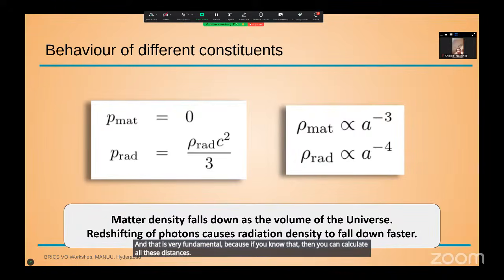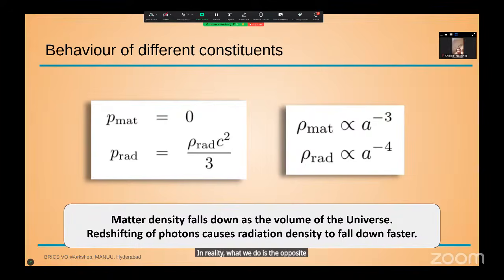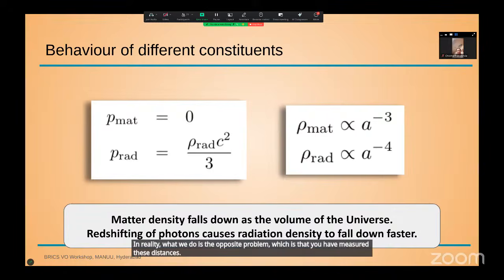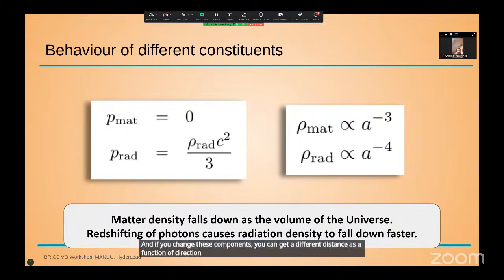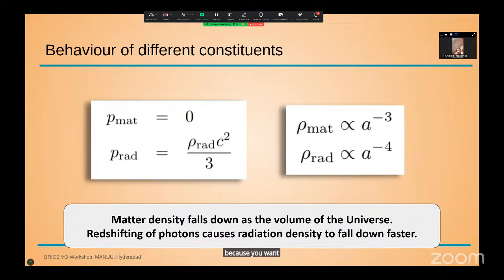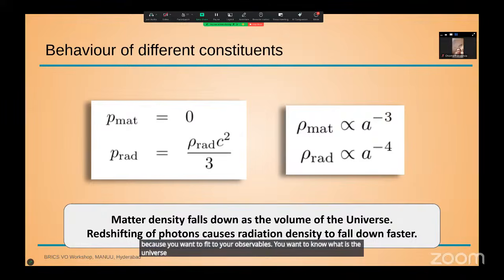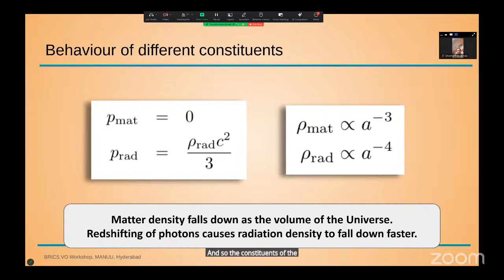In reality, what we do is the opposite problem, which is that you have measured these distances. And if you change these components, you can get a different distance as a function of redshift, right? So you try to change these components until you get a good match to your observations, because you want to fit to your observables. You want to know what the universe is like, which gives that kind of distance-redshift relation. And so the constituents of the universe you can learn by looking at this kind of observables.